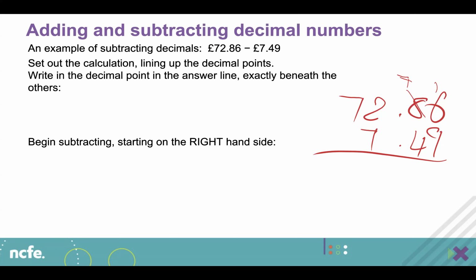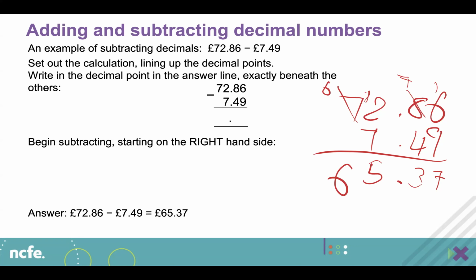16 take away 9 is 7. 7 take away 4 is 3. 2, that's this. 12 take away 7 is 5. And 6 take away nothing, 6. So the answer will be £65.37. Exactly shown you how to do it there.